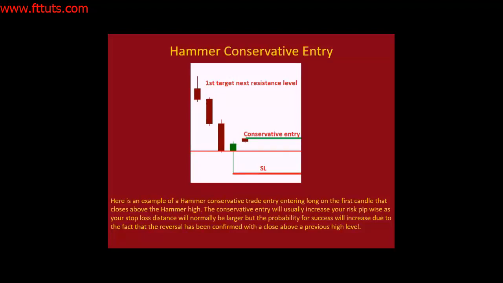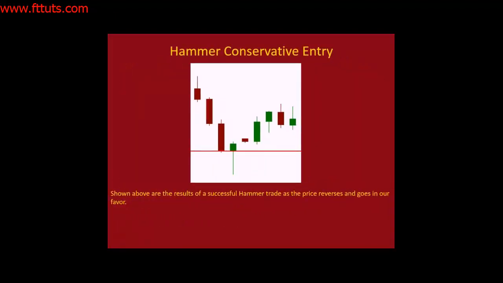Hammer conservative entry. Here is an example of a hammer conservative trade entry, entering long on the first candle that closes above the hammer high. The conservative entry will usually increase your risk pip-wise as your stop loss distance will normally be larger, but the probability of success will increase due to the fact that the reversal has been confirmed with a close above a previous high level. Shown above are the results of a successful hammer trade as the price reverses and goes in our favor.